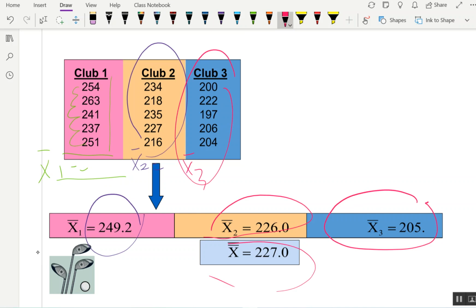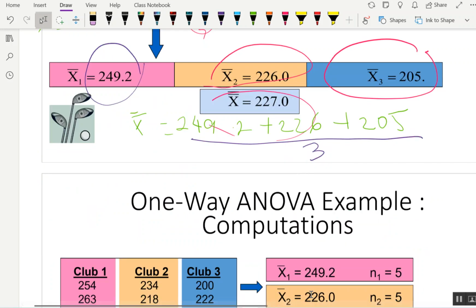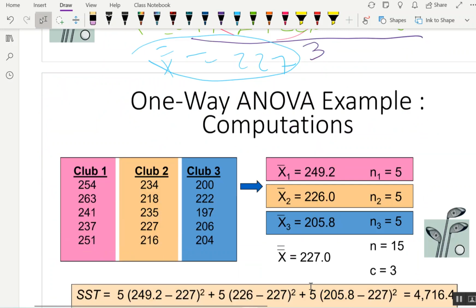And what is the grand mean again? So how do they get this? They take 249.2, so X double bar, 249.2 plus 226 plus 205.8, alright, divided by how much? By 3, because you have 3 right here. So divided by 3, you should be getting 227 for your X double bar, or your grand mean. Okay, so that's the grand mean.